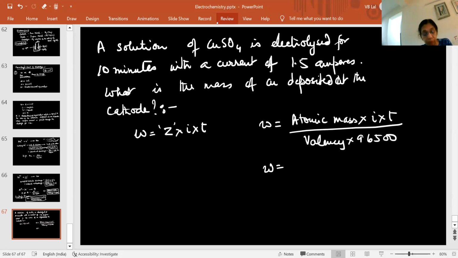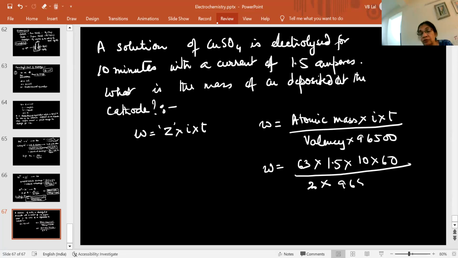Now substitute. Atomic mass of copper is given as 63. 63 into I, 1.5 amperes, into time is 10 minutes. So time should be in seconds, so 10 into 60. What is the valency of copper? 2. The charge on copper ion is 2, right? Into 96500. You can take it as 96500, sometimes it is written as 96487. Whatever value is given, I have rounded off so that it becomes easy. So if you do this calculation, you will get.